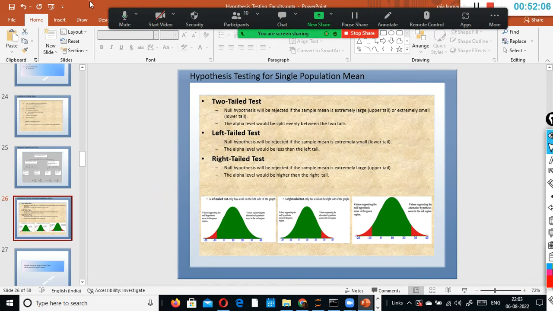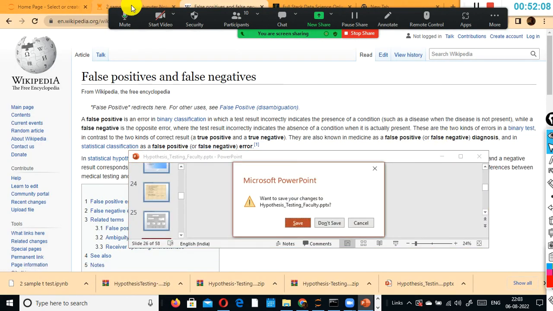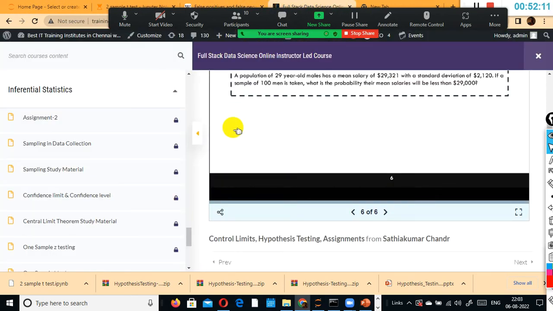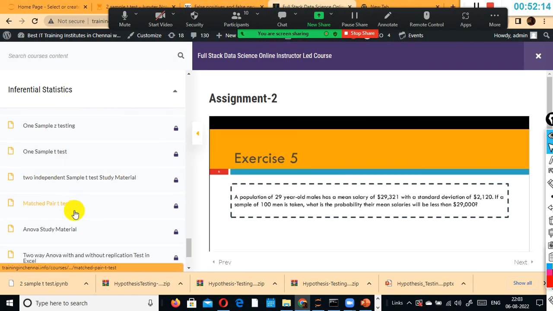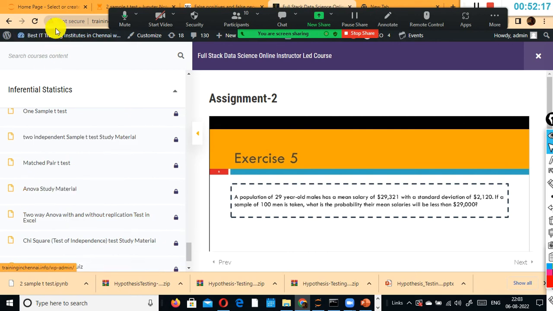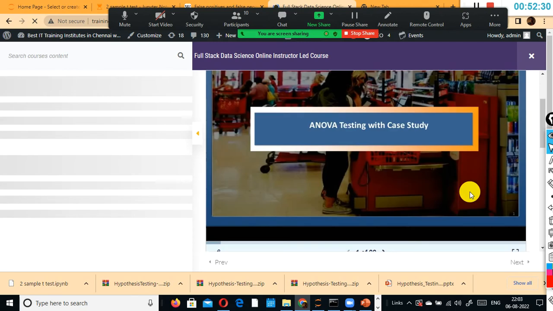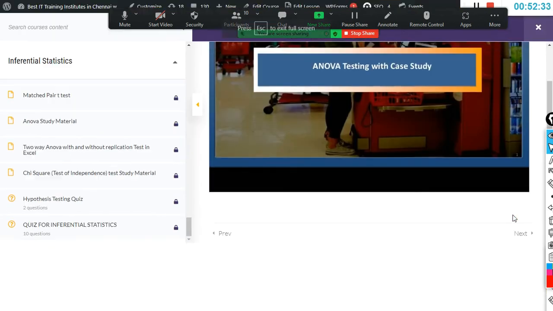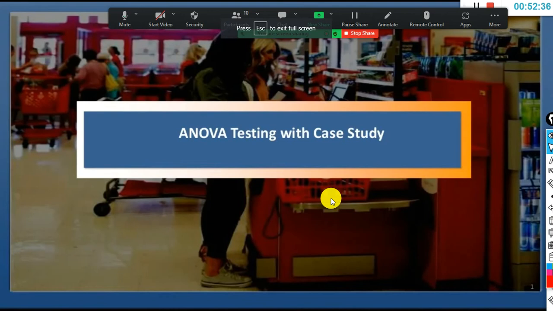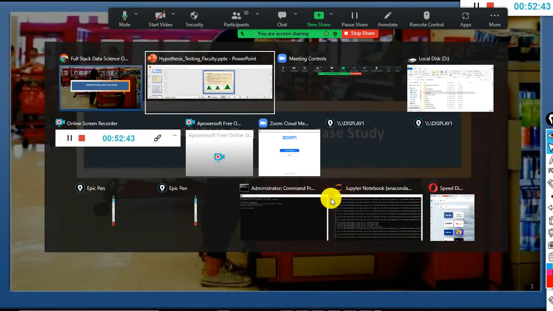Okay, so anyhow, I will just use my site. We have another test called the Anova test. Look here on my website, you will find the video as well as the material. Wherever you find material, that is a PDF file. I just click on it. Anova testing with case study. Okay, so now we are going to discuss a different type of test, which is called the Anova test.